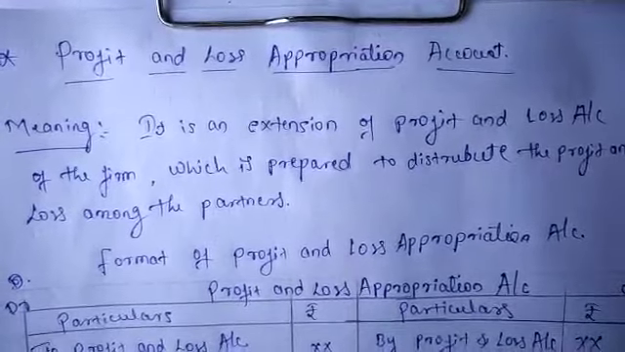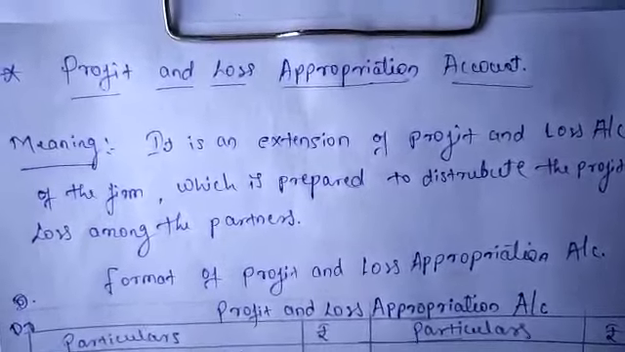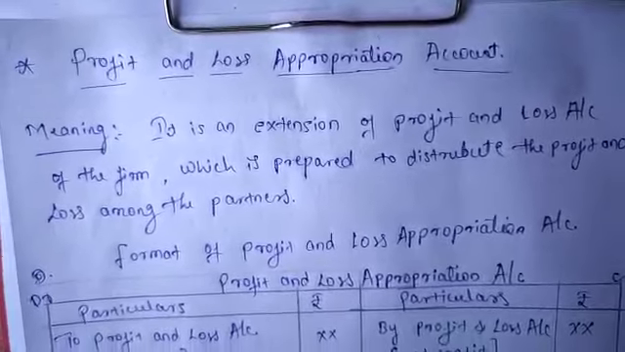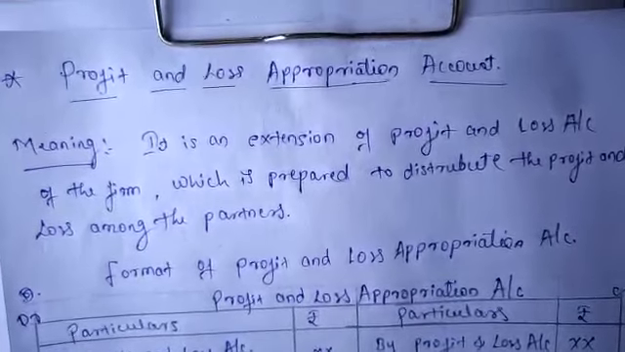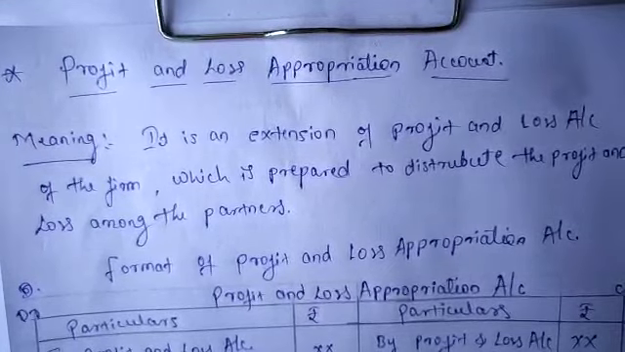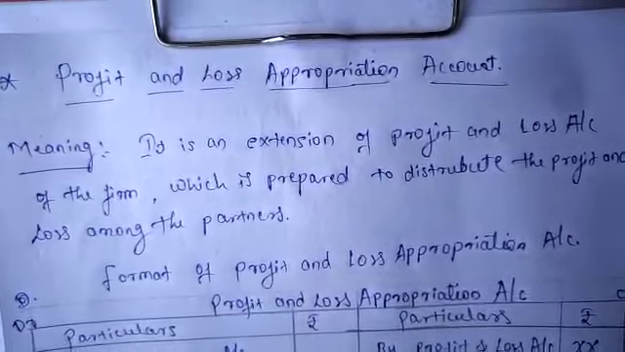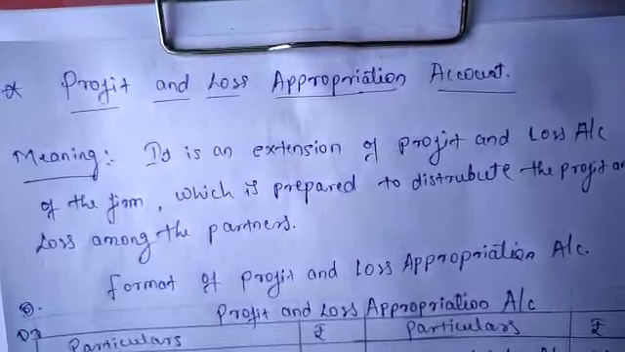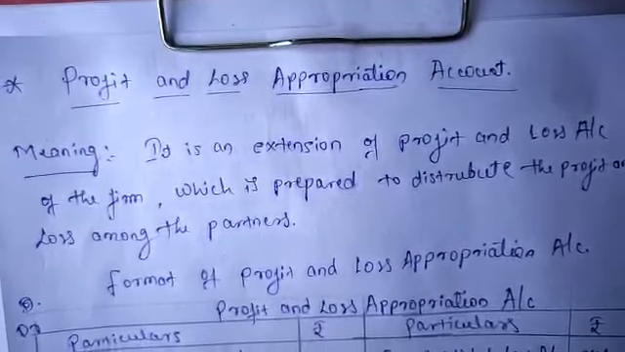And one more method is the fluctuating capital method. Fluctuation means changing. Fluctuating capital method means the capital will change year to year. Year by year the capital will change in the partnership firm. That is called the fluctuating capital method.